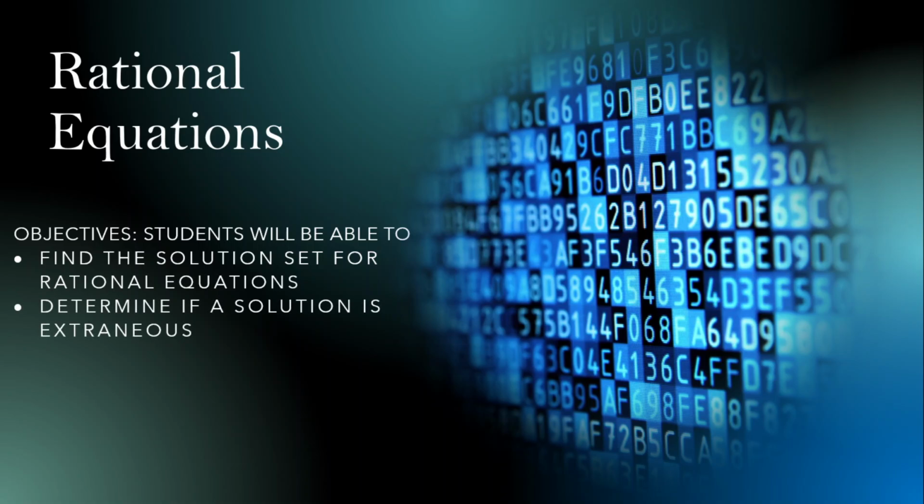And the reason they have extraneous solutions is because we cannot divide by zero. It's an indeterminate value. We don't know what that means to divide by zero. But sometimes a value of x will make the original rational equation indeterminate and yet come out as a solution as we go through the solving process. So we'll talk about that as we go.